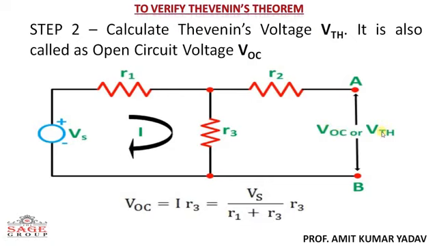Now how can you calculate this VTH? You can use any formula, whatever you feel is better for that particular circuit. But for this circuit, for calculating this VTH, right now I am using voltage division rule and I simply calculated this VOC. But whatever formula you want to use, you can use. But the thing is that the formula must be simple.